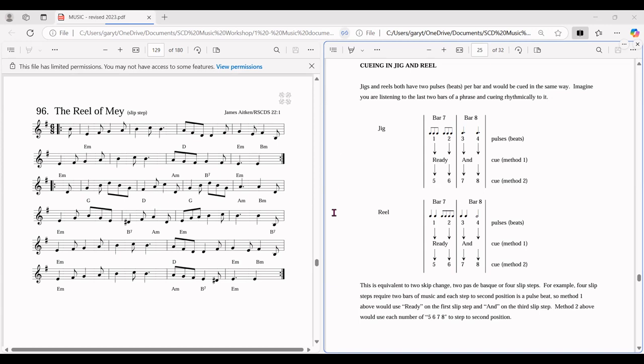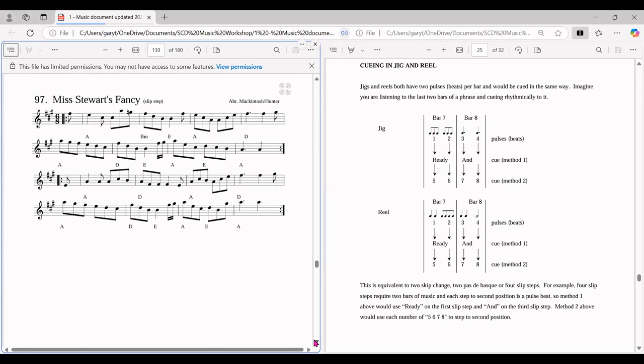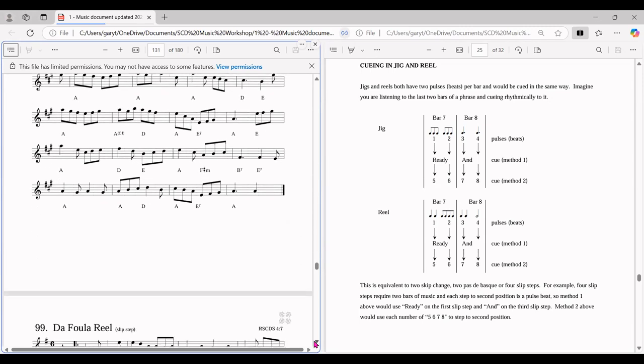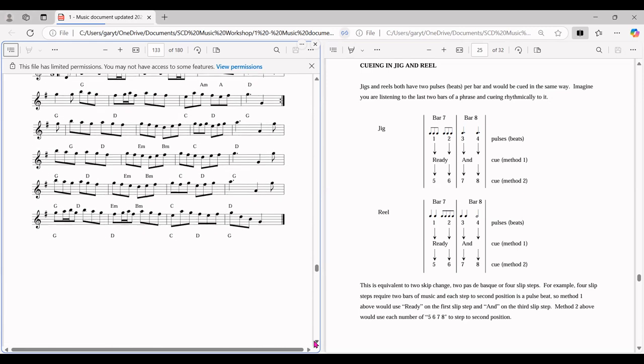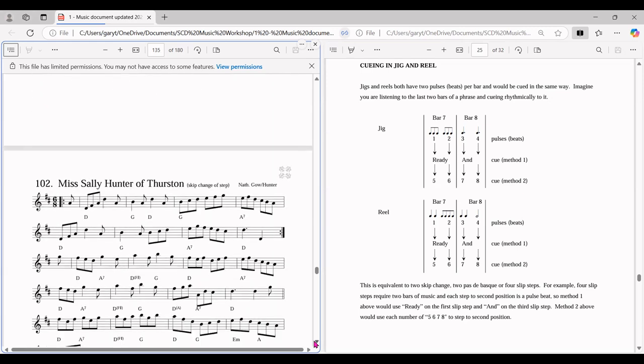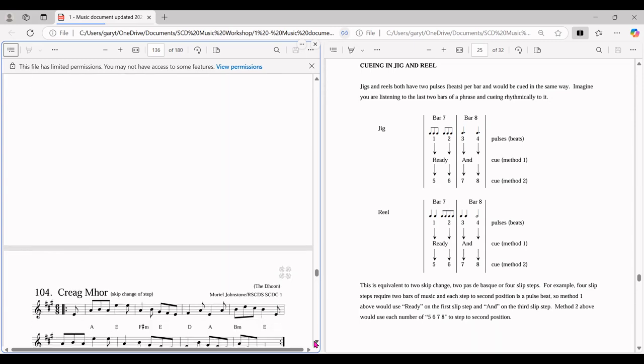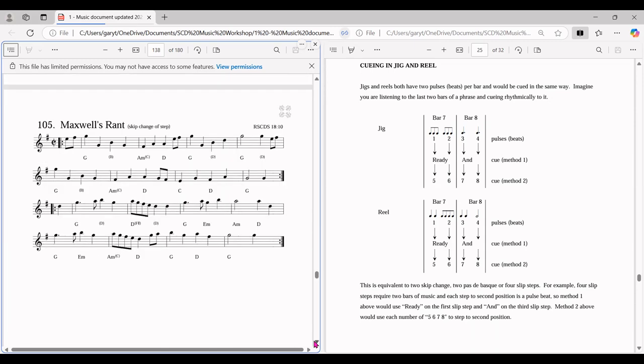The musical cue: we used a jig as an example, and we'll now use 105. Sorry, I'm skipping ahead here. So Maxwell's Rant, we're going to do 5, 6, 7, 8 first, and notice the lead-in notes start on 8. 5, 6, 7, 8.